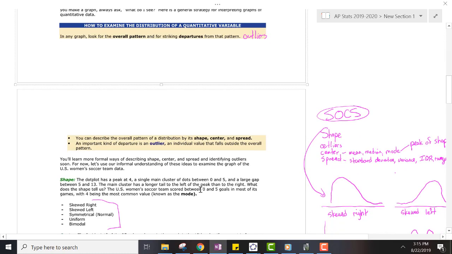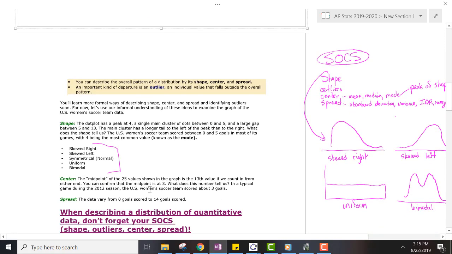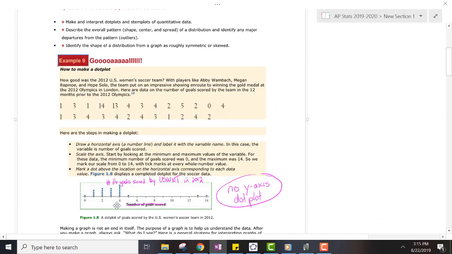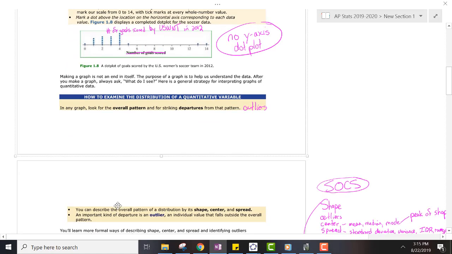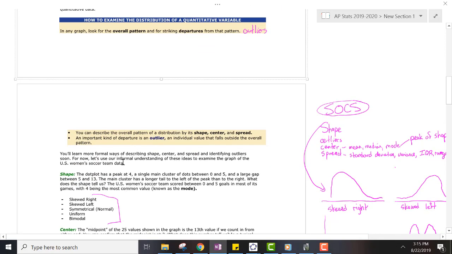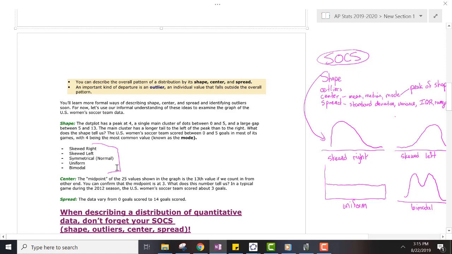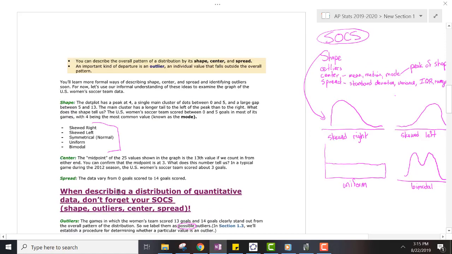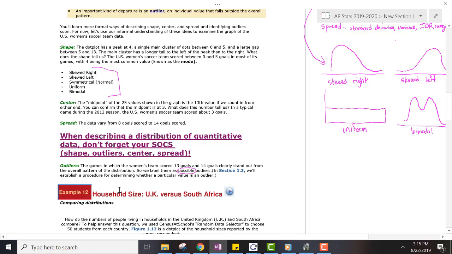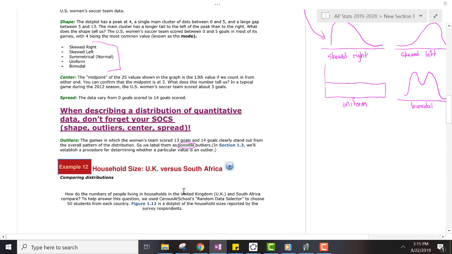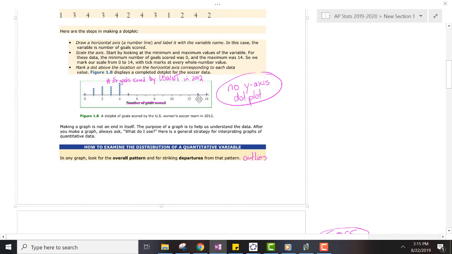So it's skewed right. The center, you can find the midpoint of the 25 values, and that's the 13th value, because that's the middle number. And the midpoint is 3. Does 3 represent this data well? Probably not too bad. So we can have 3 as our center. And then our spread, 0 to 14, our range is 14 goals. Pretty straightforward. And outliers, 13 and 14 are possible outliers. So we label them because maybe they are, maybe they're not. But they're a lot bigger than the rest of the numbers here.